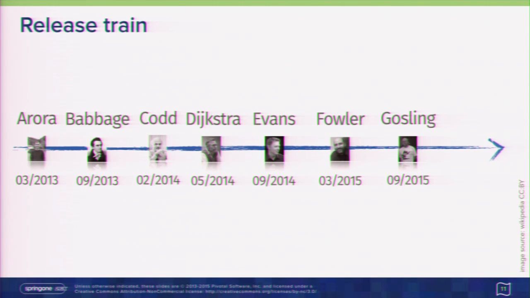And we basically name our releases after famous persons in our industry. So we started in 2013 with Aurora, Babbage, Codd, Dijkstra, Evans. The Fowler release in 2015, and Gosling is currently the latest release. And the next one will be named after Grace Hopper and is about to go GA somewhere in November if everything works out as planned.